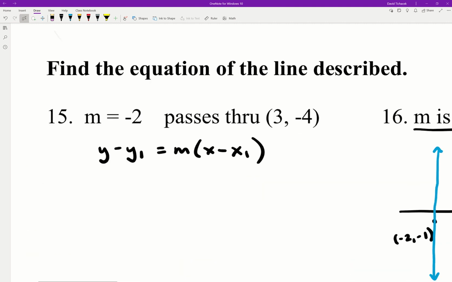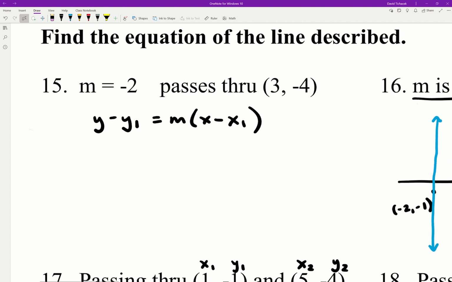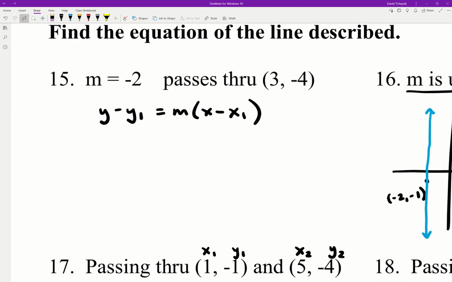So if I give you examples that look like this, find the equation of the line described, like in number 15, I'm going to go ahead and use that point slope formula to get the entire equation of the line. So you notice that I gave you the slope that is going to be -2, so I'm just going to plug that in for m. X and y I keep as my general variables here, and then x1 and y1, these are of course the coordinates of a point. And so when I plug these in, I'm just going to say x minus 3 and y plus 4, because that would be y minus -4, and that would change to a plus.